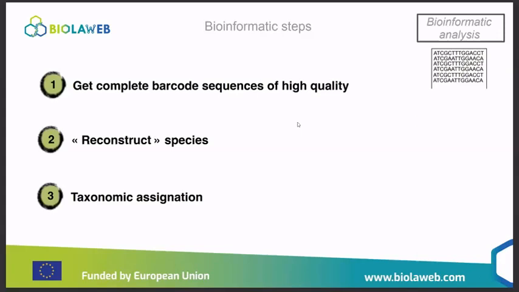So the three main bioinformatics steps are, first, to get the complete barcode, which is the merging of read 1 and read 2, and then have the complete sequence of high quality. Then you reconstruct your species, and then you assign a taxonomy to those species.